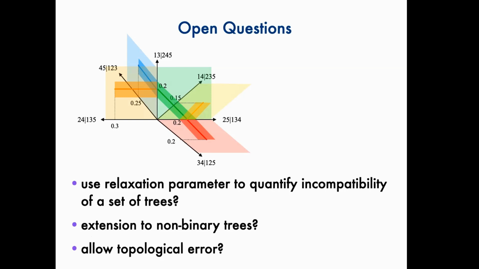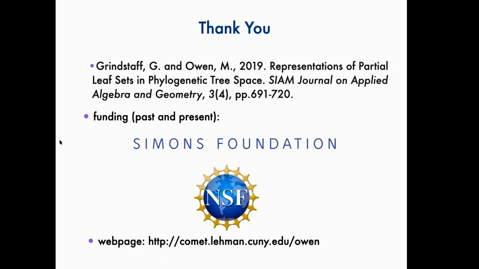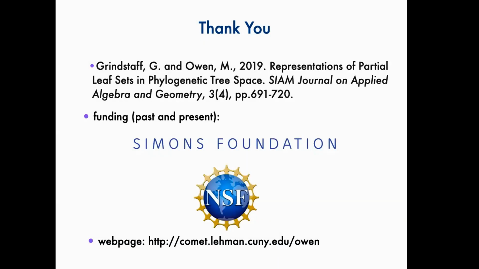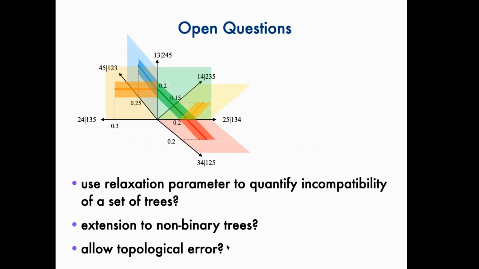Right now, none of the theory was extended to non-binary trees, which do show up in biology. And then this is maybe a bigger one too: right now we don't allow topological error. So our alpha relaxation was only allowing, within each orthant, the edge lengths to change.